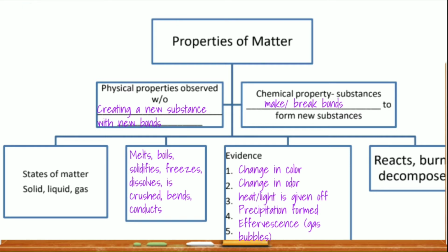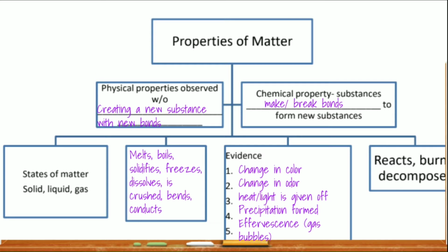So here's a little bit of a flow chart to help you distinguish the difference between a physical property and a chemical property. Physical properties are properties that can be observed without creating new substances, which essentially means without creating new bonds or breaking existing bonds. Some physical properties that you can observe are things like states of matter or density. You can look for keywords like melts, boils, solidifies, freezes, dissolves, is crushed, bends, and conducts.